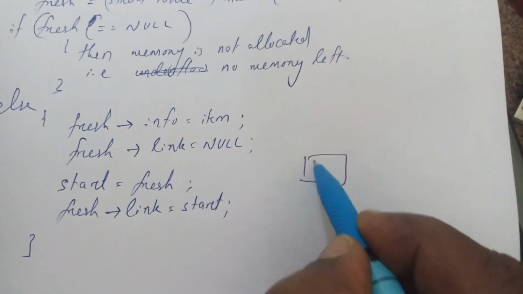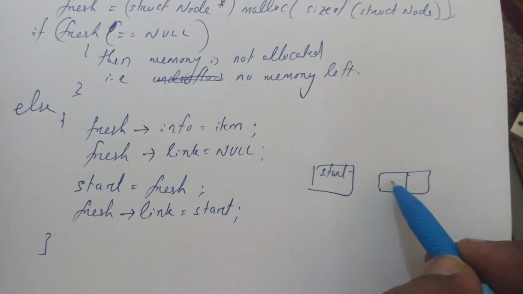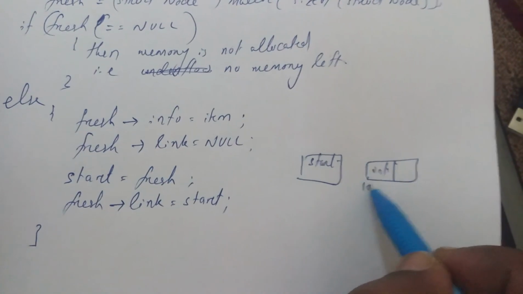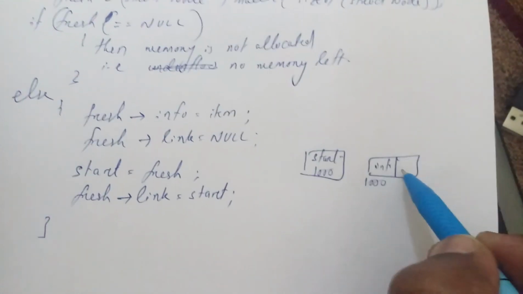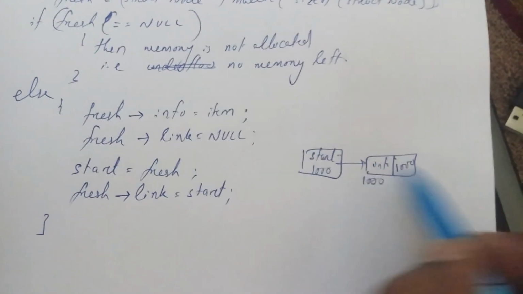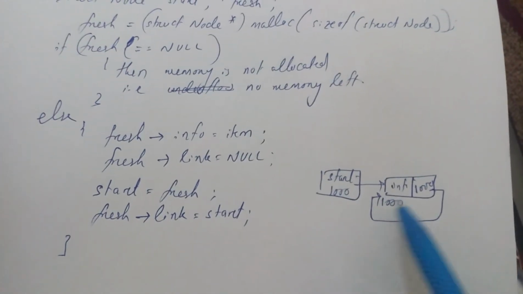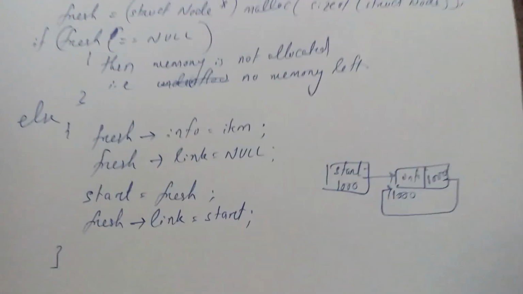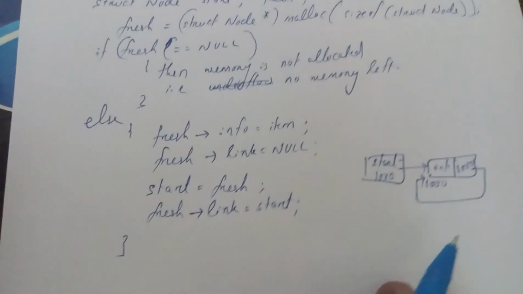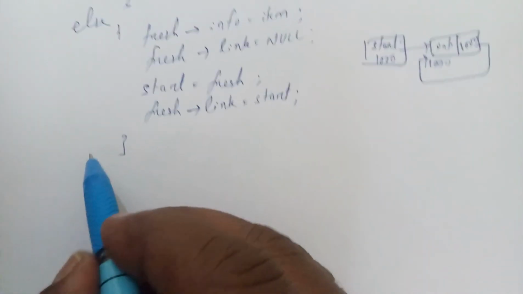So this is simply the creation of one circular single linked list. Here you have a start pointer and one node is created. The node has an info part and a link part, and start has the address of the first node, and the first node also has the address of itself. This is also a circular single linked list. One node is there in the linked list. You may have more than one node in a circular linked list also. After that we'll see the insertion in a circular single linked list.